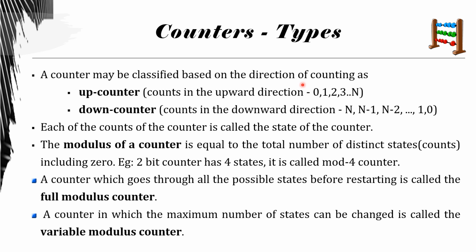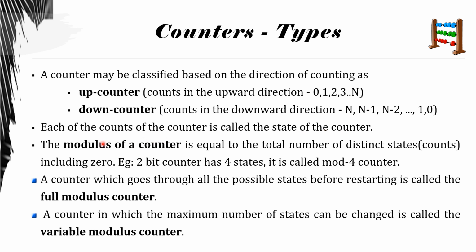Now let's look into the various types of counters classified based on the direction of counting. We can count either in the up direction or in the down direction, right? So based on that, we have two counters, up counter and down counter. The up counter counts in the upward direction, that is 0, 1, 2, 3, etc. up to n. Whereas the down counter counts in the downward direction, that is from n minus 1, n minus 2, etc. 1, 0, like that. Each of the counts of the counter is called the state of the counter.